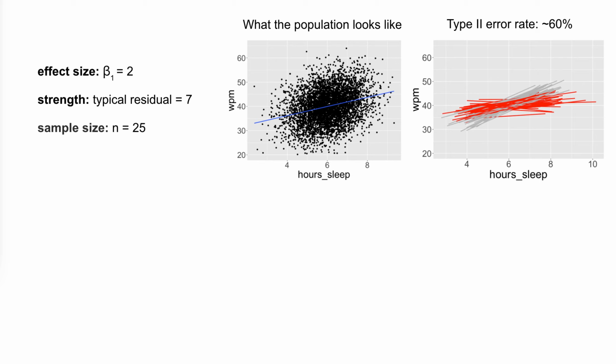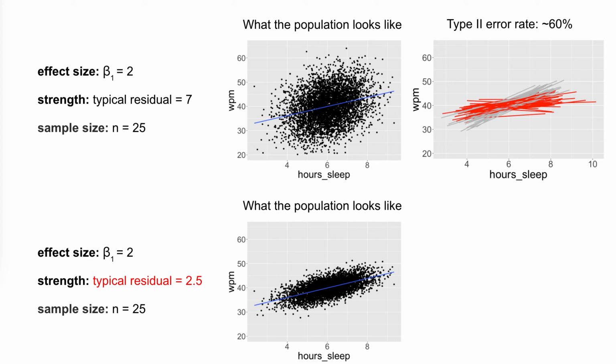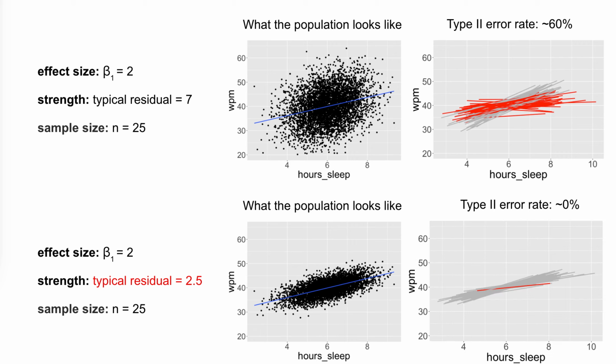Now, suppose that we keep the effect size in the population at 2 words per minute for each hour of sleep, but that we increase the strength of the relationship. The typical person's typing speed falls only 2 words per minute, not 7 words per minute, from their model prediction. Pause to ask yourself here, will it be easier or harder to detect this relationship with sample data? Thus, do you expect the type 2 error rate to decrease or increase? In fact, the type 2 error rate decreases to near 0.